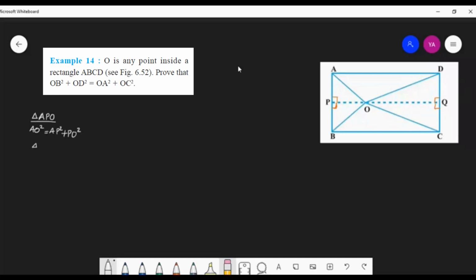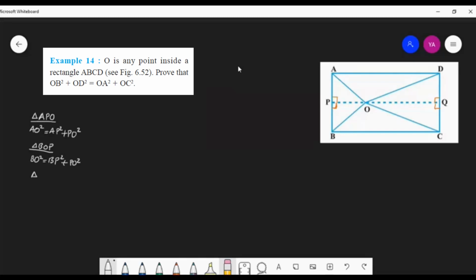In the next right triangle, triangle BPO, any order we can take, so I write BOP. Apply Pythagoras theorem in triangle BOP. What will you get? OB square or BO square is equal to BP square plus PO square. Yes, PQ is our construction.